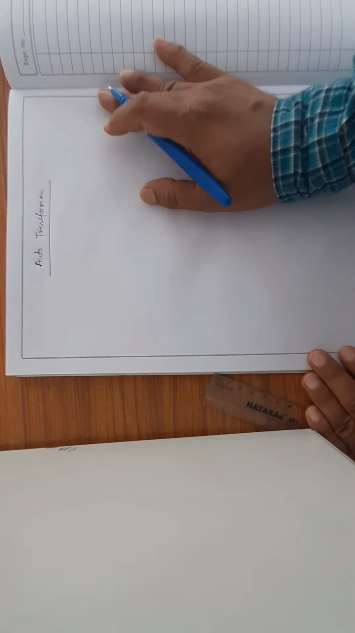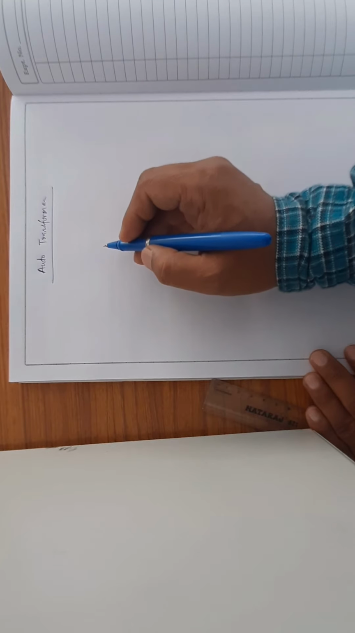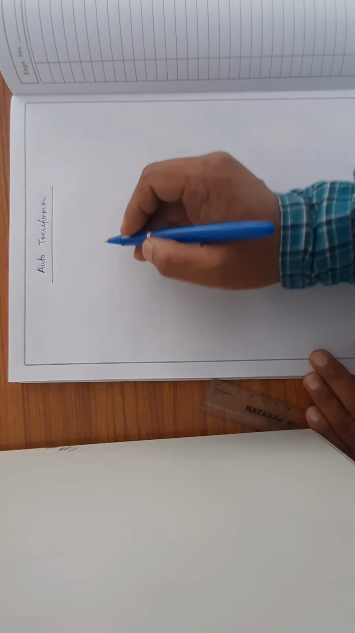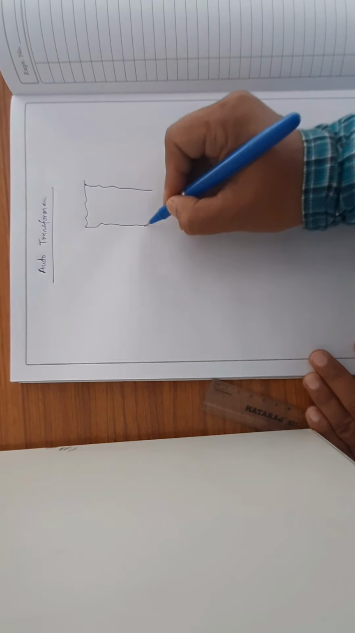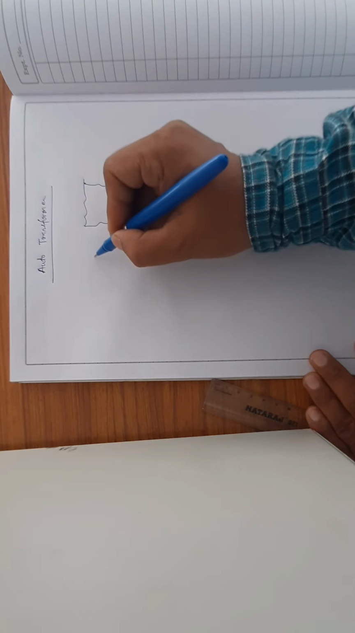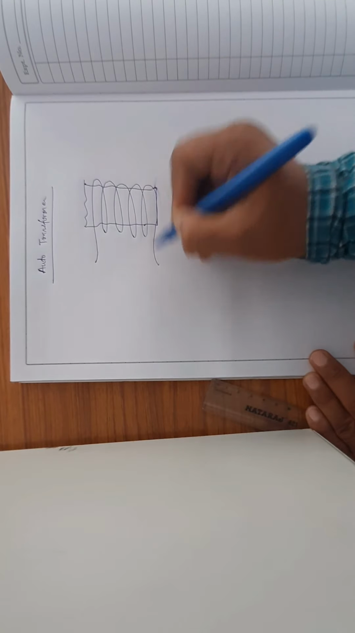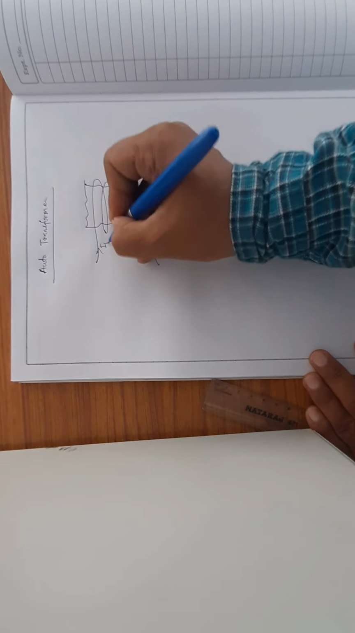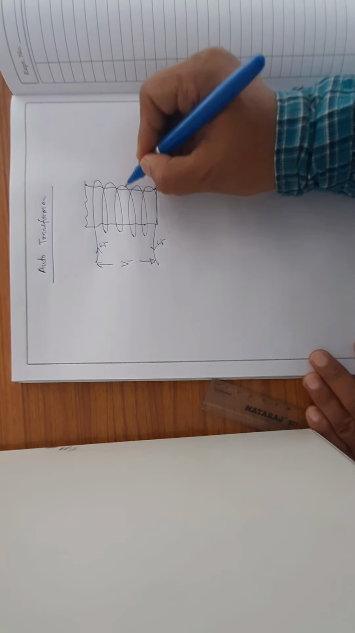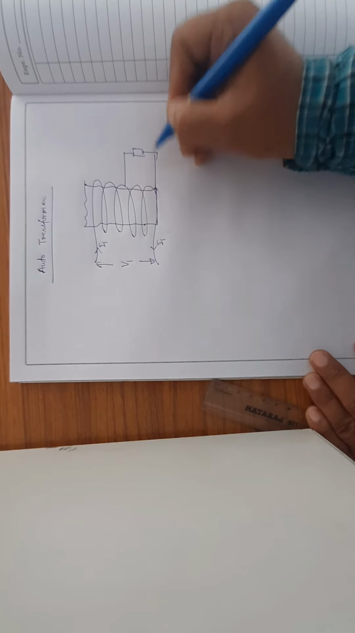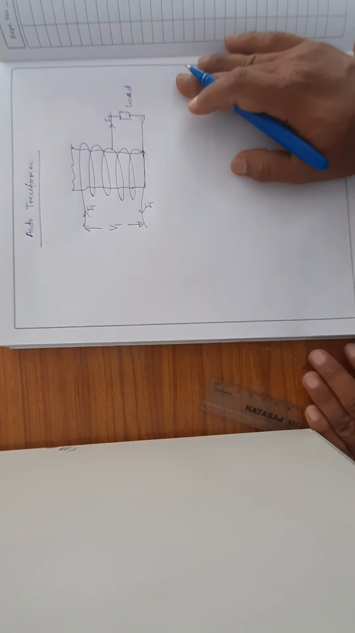The operating principle and general construction of an auto transformer is the same as that of a conventional two-winding transformer. This is the auto transformer, single core, and this is the winding. I1 is here, V1. This is the load, I2 current is here. Some points to be noted here.